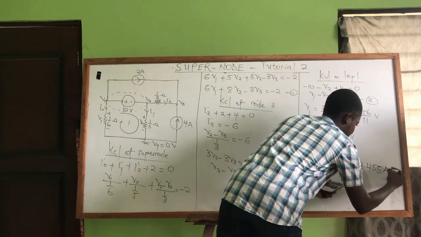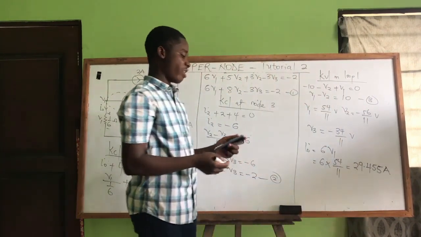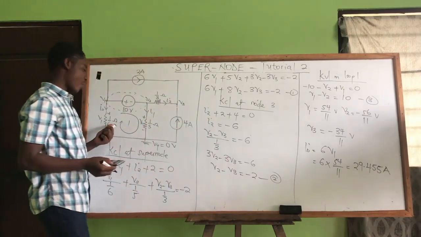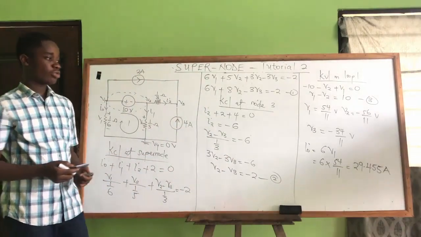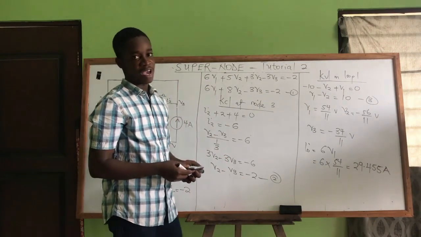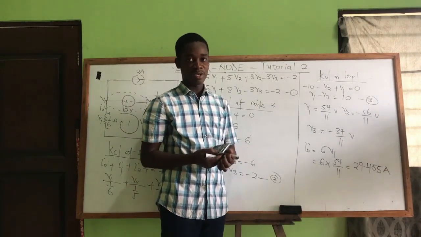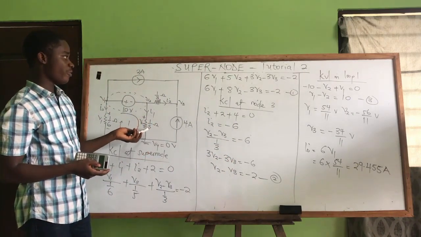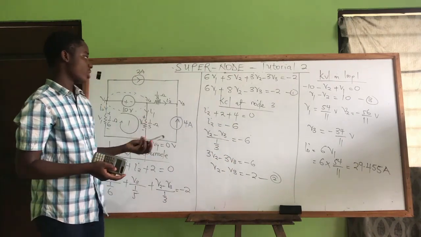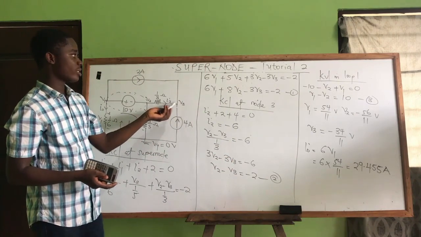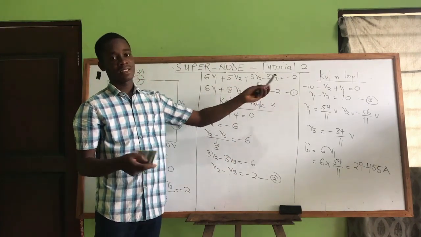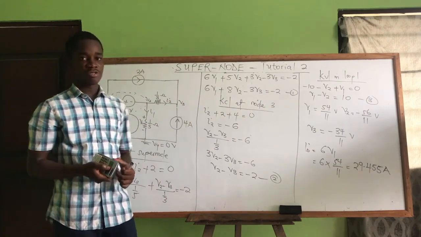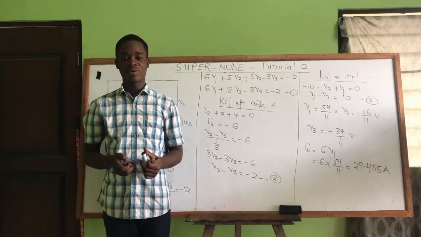That gives us 29.455 amperes, or 29.4545 amperes. So the current flowing through the 1/6 ohm resistor is 29.455 amperes using the supernode approach. You can as well calculate I1, which is going to be 5V2, and you can calculate I2, which is 3V2 minus 3V3. So that's the end of today's tutorial. Thank you very much for watching this video.